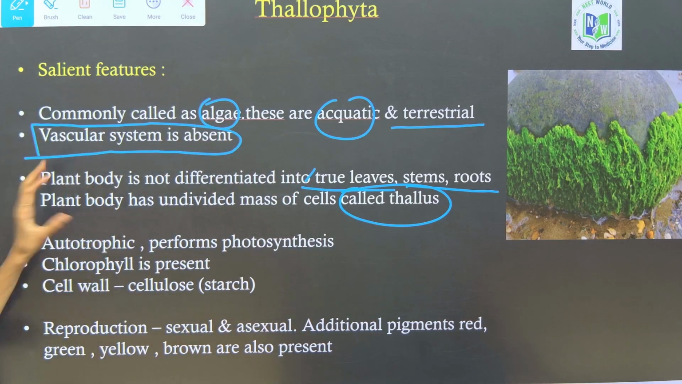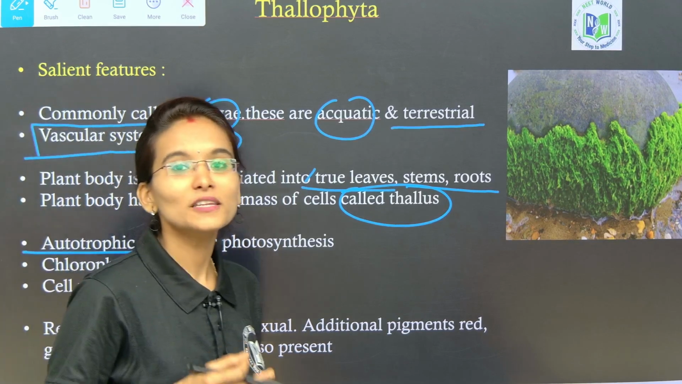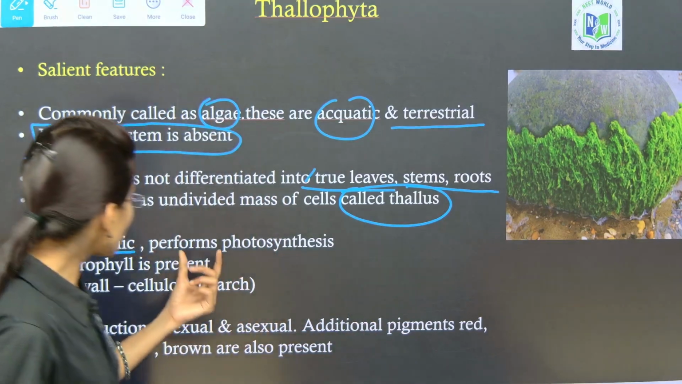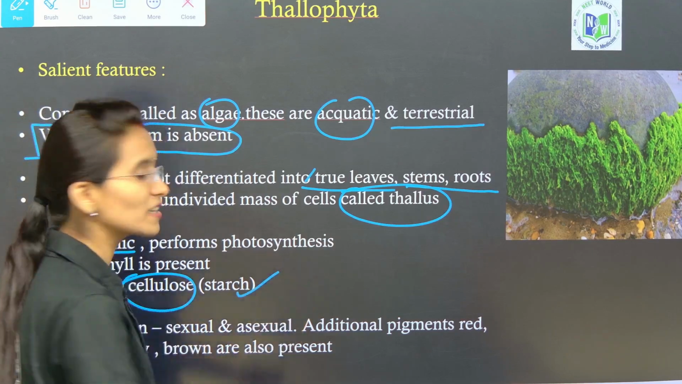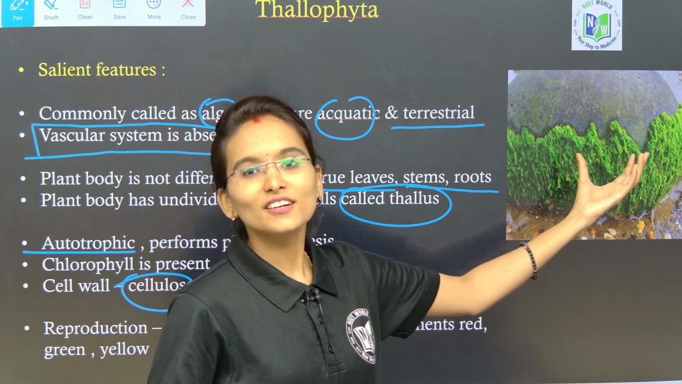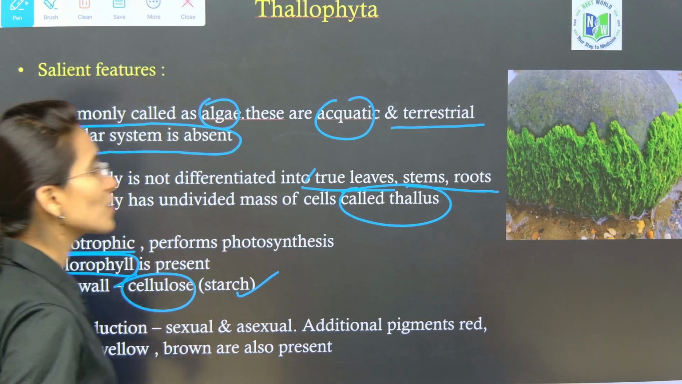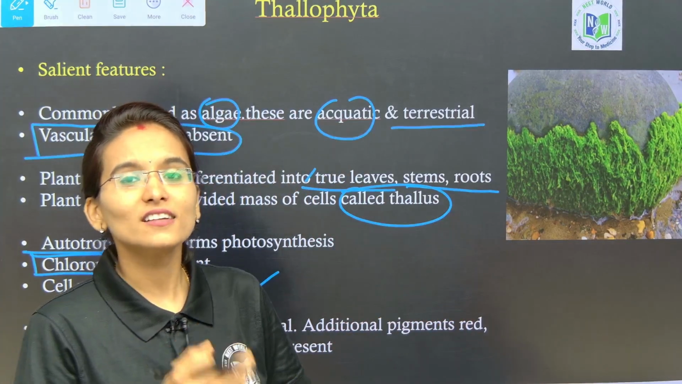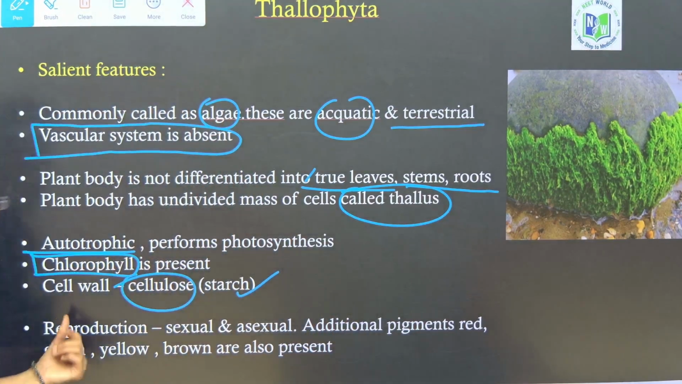And next, when it comes to the type of nutrition, it shows the autotrophic mode of nutrition by the process of photosynthesis. The cell wall is made up of cellulose, and it stores the food material called starch, my dear students. And next, the algae is green in color due to the presence of the pigment called chlorophyll. But there are some other algal forms, some different types of algae which show different colors, like, can you see here?